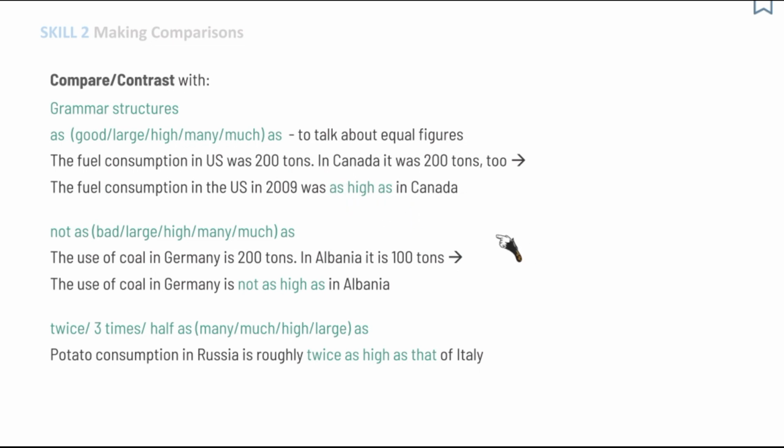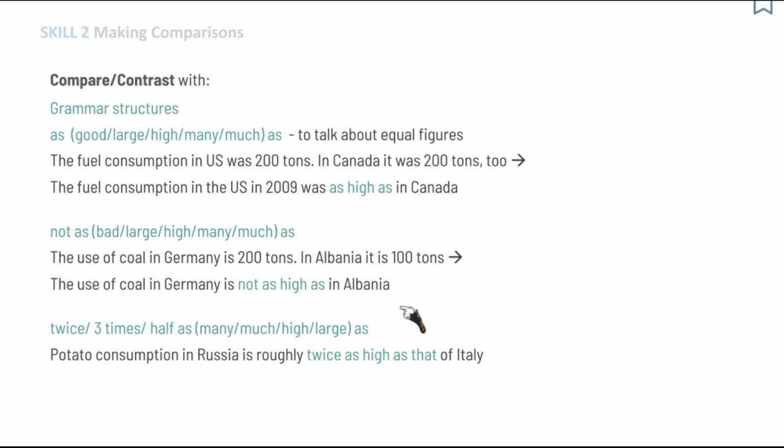If figures are not equal, if figures are different, we just add not. Not as bad as, not as large as. For example, if the use of coal in Germany is 200 tons and in Albania it is 100 tons, well, obviously it is not the same figures, right? So we can say the use of coal in Germany is not as high as in Albania. Not as high as in Albania.